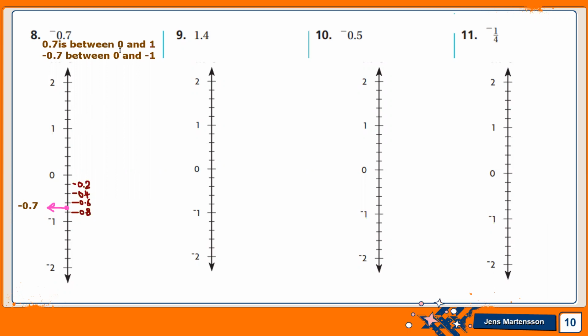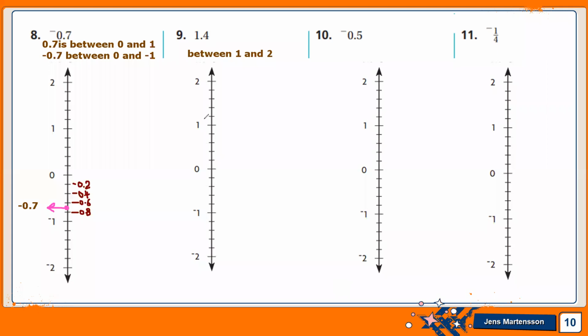Malak Mahmoud. Yes, teacher. Yes, Malak. Number 9, 1.4. It's 1 and something. Between which two integers? It's between 1 and 2. Bravo.